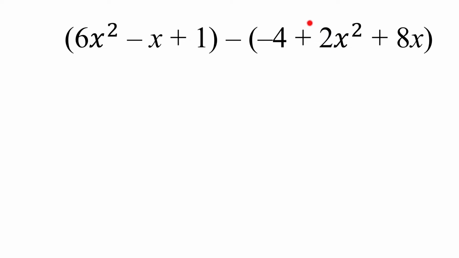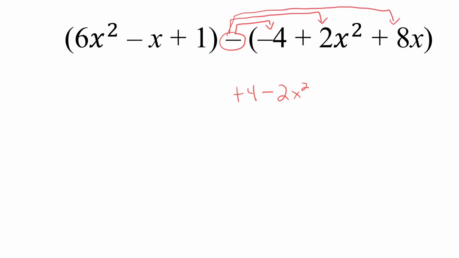So you're going to distribute the negative to the parentheses, which means multiplication. I'm going to take the negative here and multiply by the first term, which is a negative 4. Negative times negative will be a positive 4. Then you multiply the negative times the next term, which is a positive 2x squared, and that's going to become a negative 2x squared. And the last term, you multiply the negative times the positive 8x, and that's going to be a negative 8x. So you guys multiply each single term by negative.